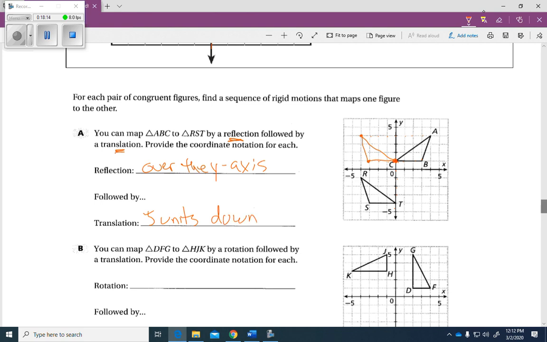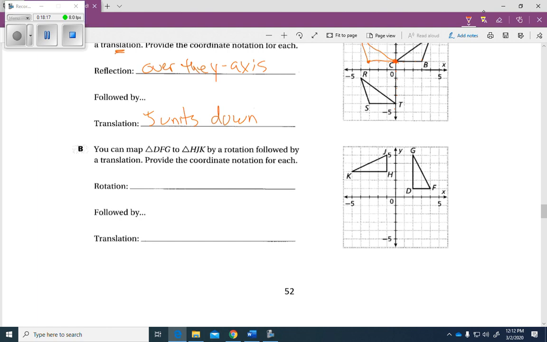So again, specifics here are important. B, you can map DFG to HJK by rotation followed by translation. So sure, if I'm going this way, it's a 90-degree rotation counterclockwise. You don't have to write down that it's counterclockwise because counterclockwise is always assumed. But when I rotate it, it's not going to land right on top of that. So again, I'm going to rotate my paper 90 degrees counterclockwise.